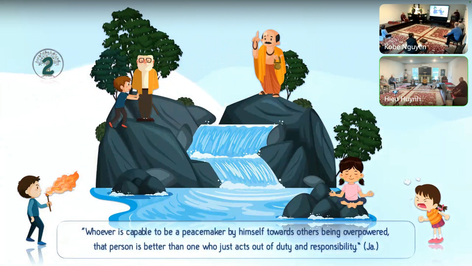This one is the best one. I like it. Whoever is capable of being a peacemaker by himself toward others, while being overpowered, that person is better than one who just acts out of duty and responsibility. So the peacemaker tries to bring back the state of relationship, the friendship.